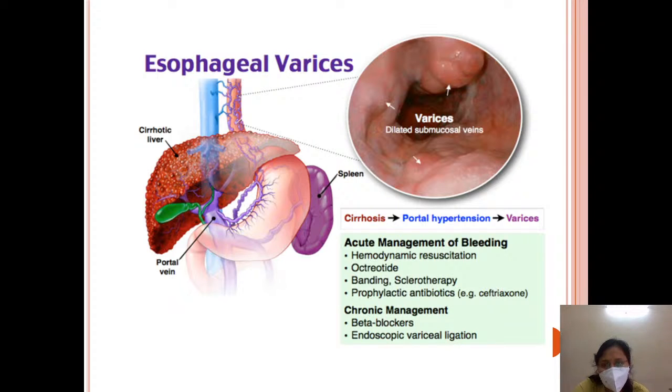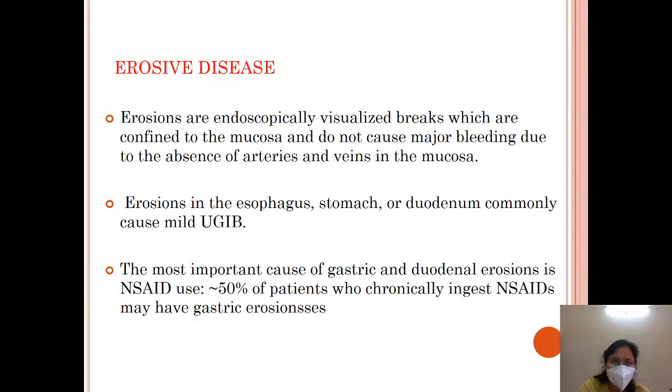So in acute management of bleeding of esophageal varices, the hemodynamic resuscitation is the primary goal of treatment, followed by giving vasoactive substances like octreotide, and if it still doesn't subside, we can go for banding or sclerotherapy, followed by prophylactic antibiotic like ceftriaxone. Coming to the chronic management of esophageal varices, we should start the patient on beta blockers and endoscopic variceal ligation.